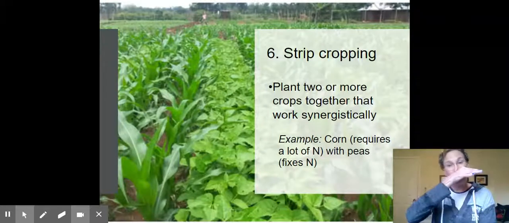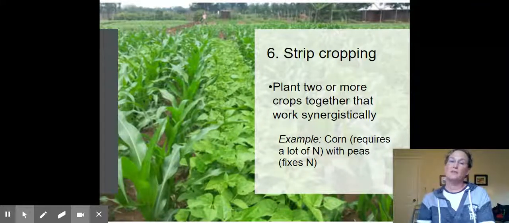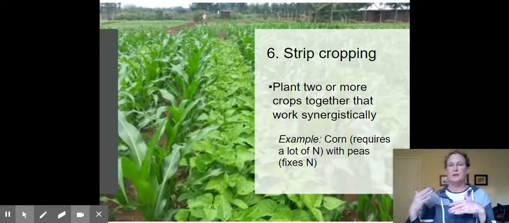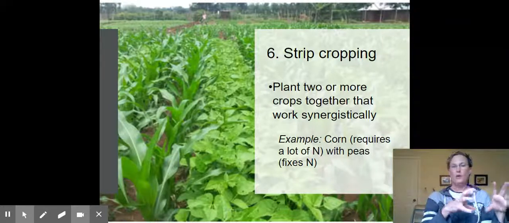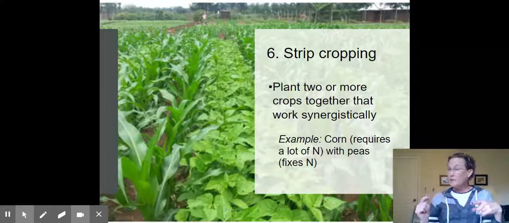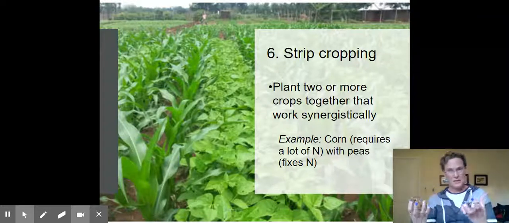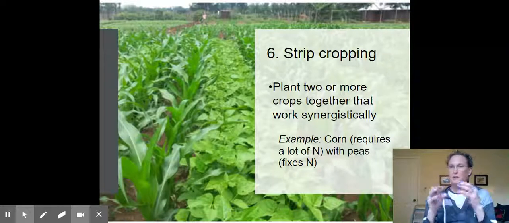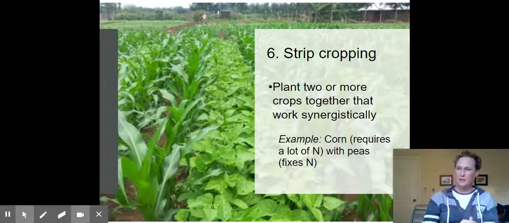Then strip cropping is when you plant two crops together that work synergistically. So you use corn with peas. Corn requires a lot of nitrogen, and peas fix nitrogen. And if you remember the nitrogen cycle, nitrogen-fixing plants like legumes, like peas, have the rhizobium, which is the bacteria that fixes nitrogen in the roots of the legumes, right?